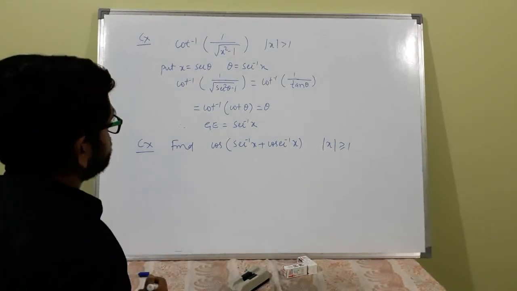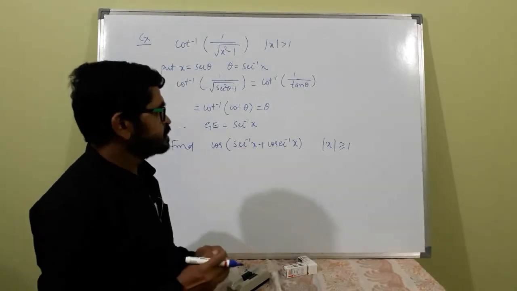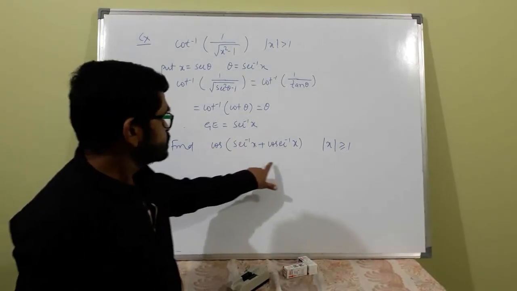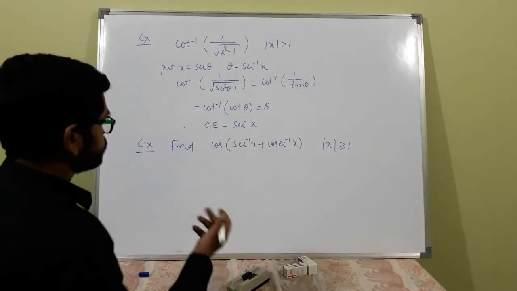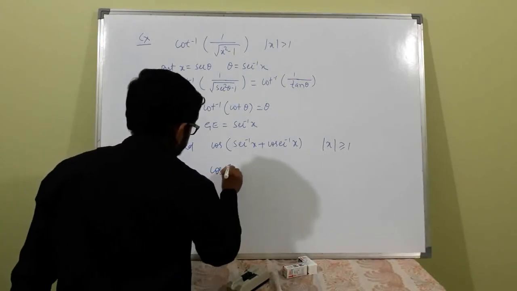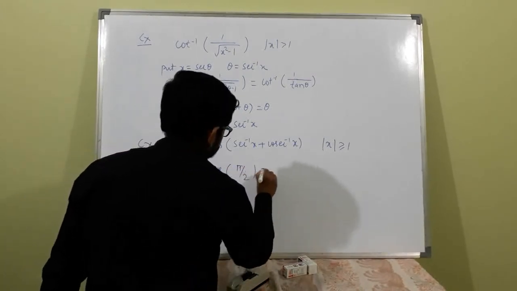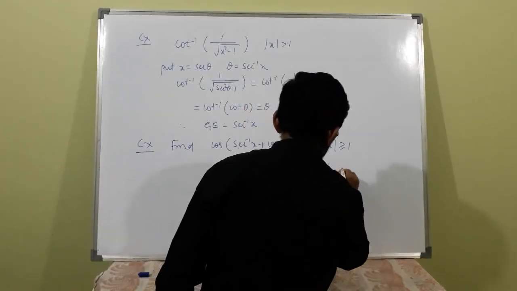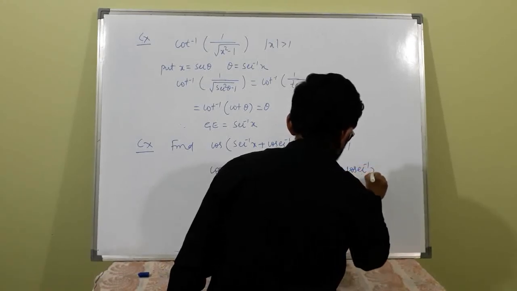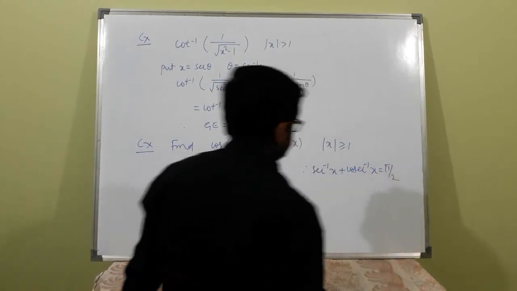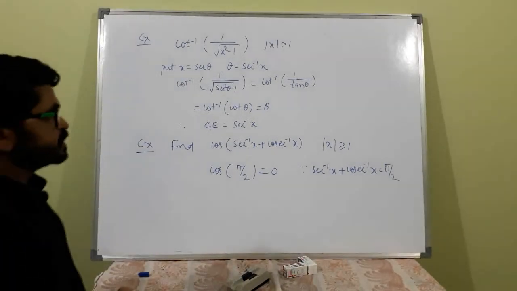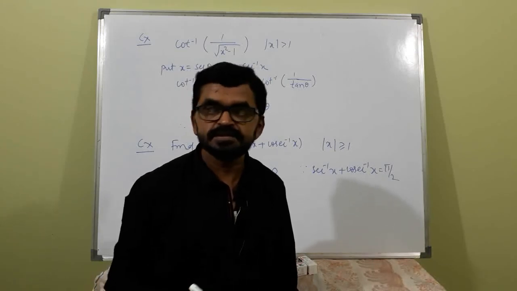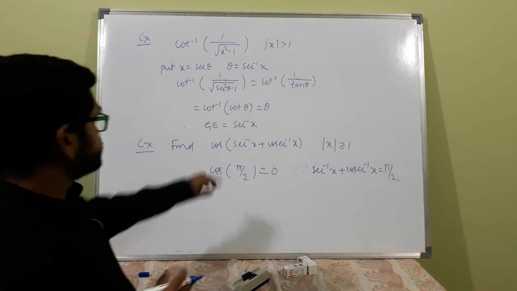Second one, cos of secant inverse x plus cosecant inverse x. If you know the result, secant inverse x plus cosecant inverse x is equal to pi by 2. So this value will be 0, because secant inverse x plus cosecant inverse x, sin inverse x plus cos inverse x, tan inverse x plus cot inverse x, all are pi by 2. Cos of pi by 2 is 0.